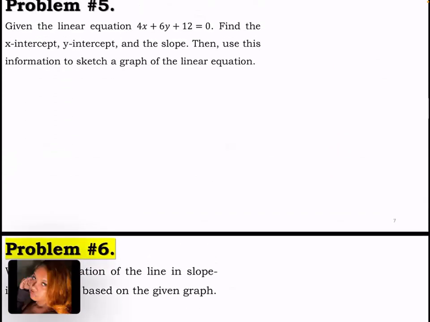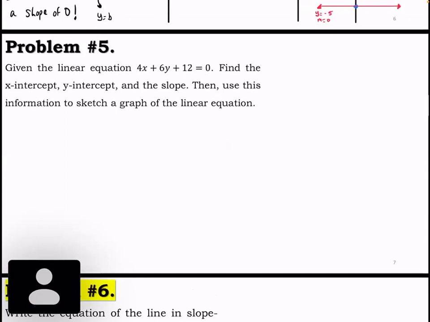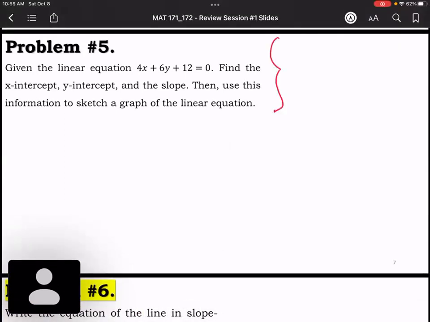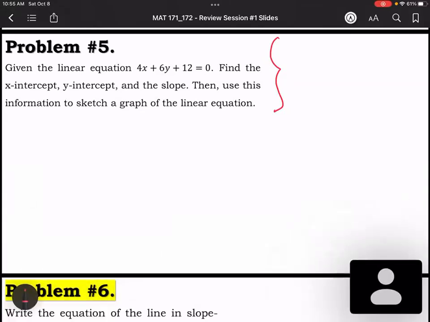All right. Okay, cool. So here's problem number 5. Given the linear equation 4x plus 6y plus 12 is equal to 0, we have to find the x-intercept, the y-intercept, and the slope, then use this information to sketch the graph of the linear equation. So algebraically, there's a way for us to find the x and y intercepts. How do we find, let's say, the x-intercept? What can I do algebraically?